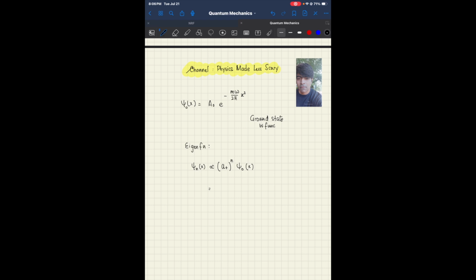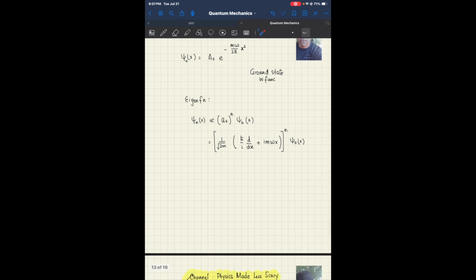Well, this a plus was 1 by root 2m, h cross by i d/dx plus i m omega x, this whole thing acting n times on psi 0(x), where psi 0(x) is given by this function. This is your complete wave function. This is your eigenspectrum.